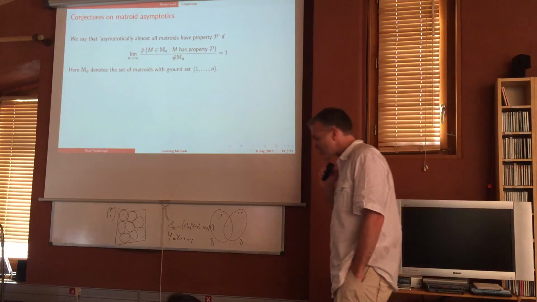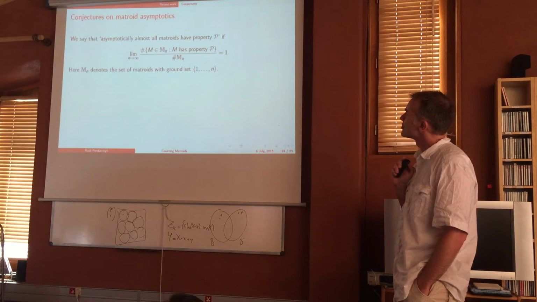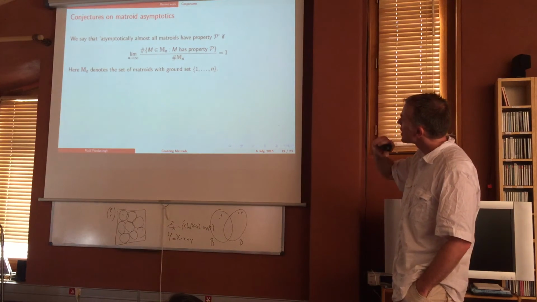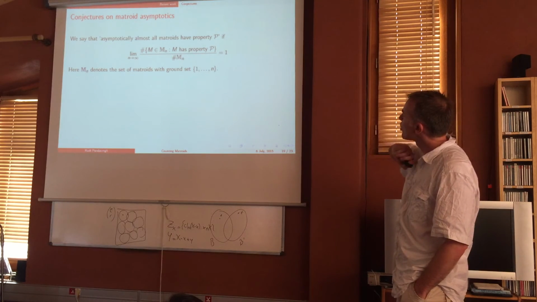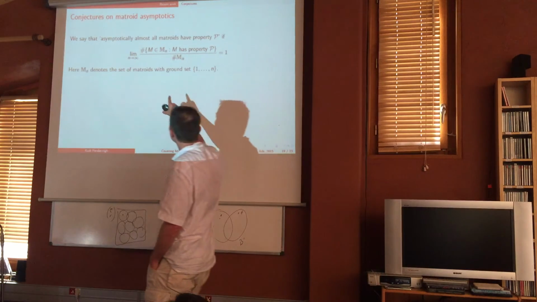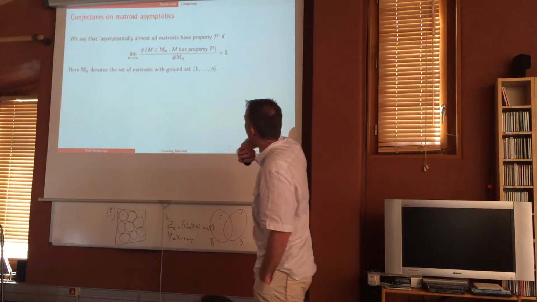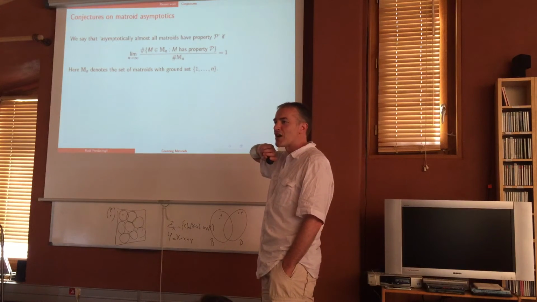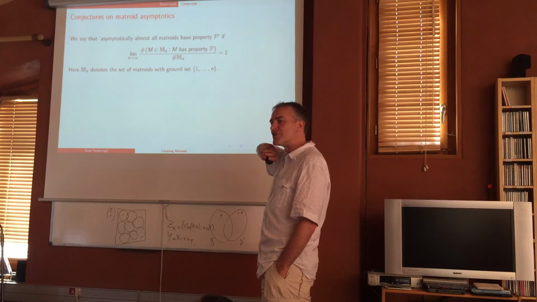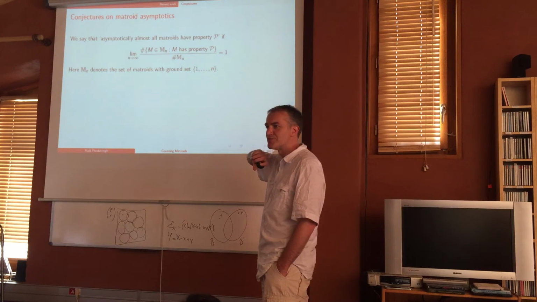Here's a list of conjectures about the asymptotic properties of matroids. You say that asymptotically almost all matroids have a certain property exactly when, if you count the number of matroids with that property and compare it to the count of all matroids on n elements, the limit as n goes to infinity tends to 1.